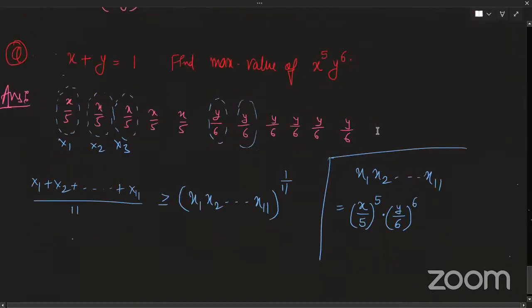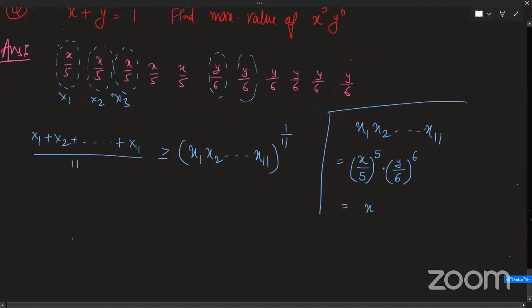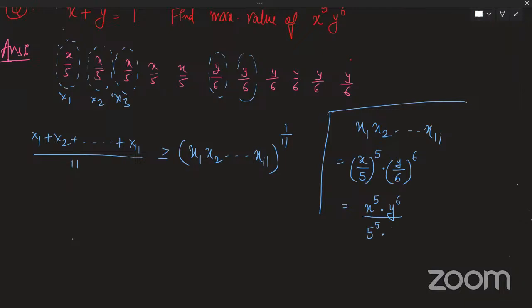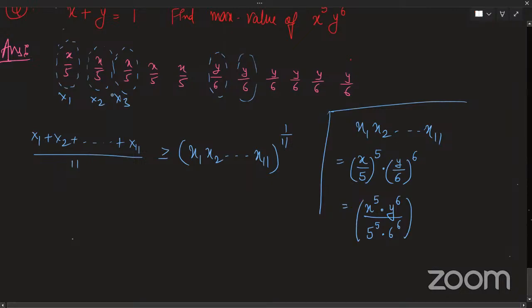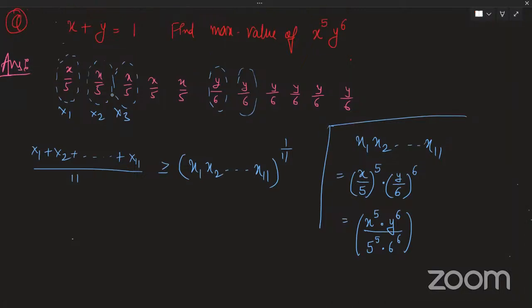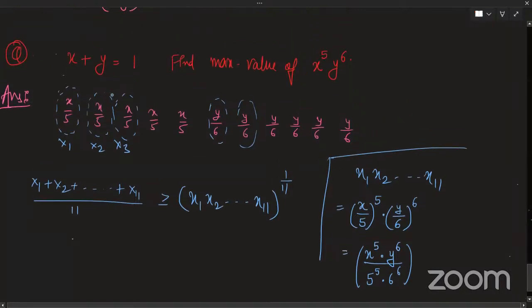What will happen when you treat all of these as individual entities? On the left side you will get the same sum, because you have basically split x into 5 parts. The sum will remain the same, x by 5 multiplied by 5, so it will remain x plus y. But on the right hand side, your x will get split 5 times, so it is basically x raised to 5 into y raised to 6 divided by 5 raised to 5 into 6 raised to 6. Okay, everyone. So can you tell me what is my value of the sum x1 plus x2 plus so on till x11? What is my sum?